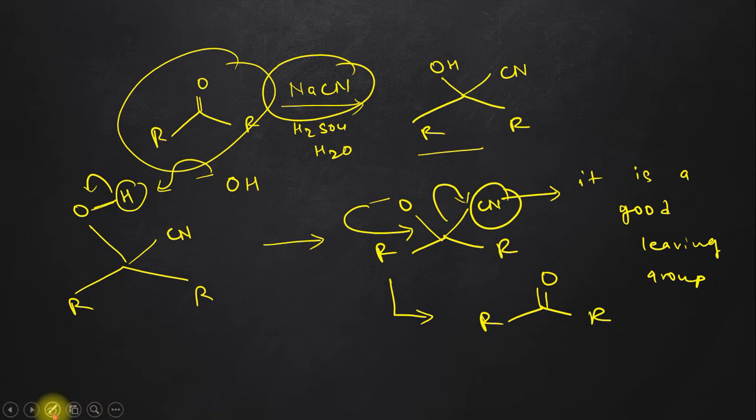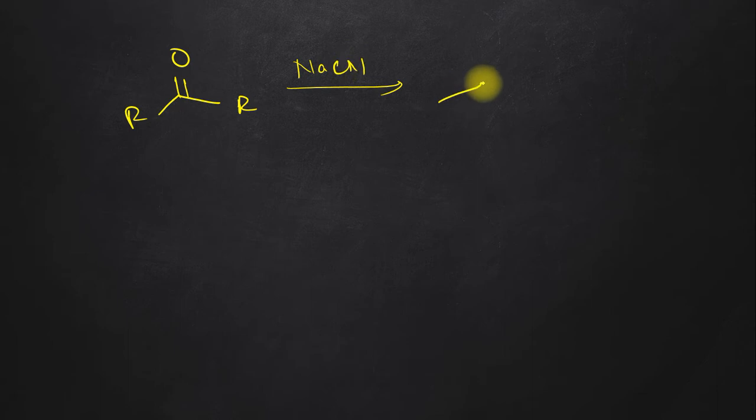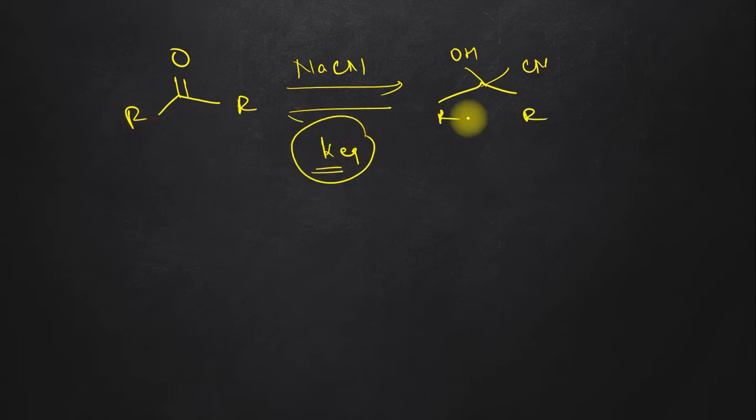Now let us talk about steric hindrance in the nucleophilic addition reaction. Once again I am taking the example of the reaction with sodium cyanide, in which we get this cyanohydrin. Here there is a ketone. This reaction is reversible, so if it is a reversible reaction, then it would have some equilibrium constant.